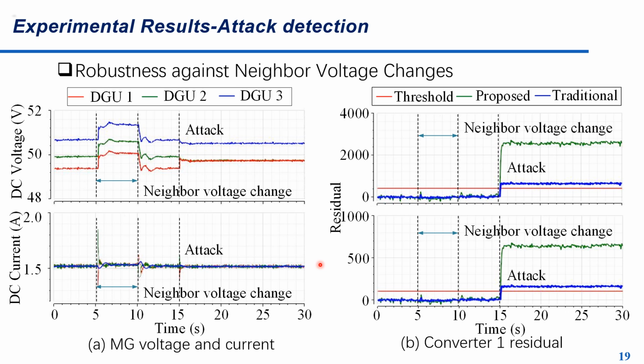The case is nearly the same in this test. We change the voltage between 5 and 10 seconds, and at 15 seconds, the attack is injected. As you can see also, the attack can be quickly detected after 15 seconds.